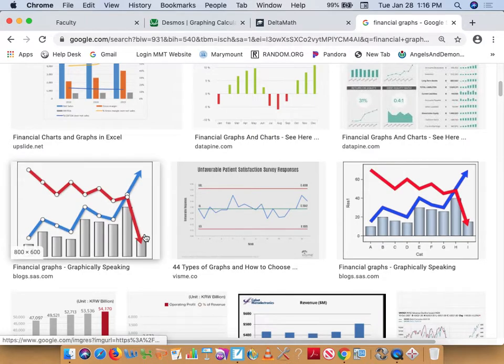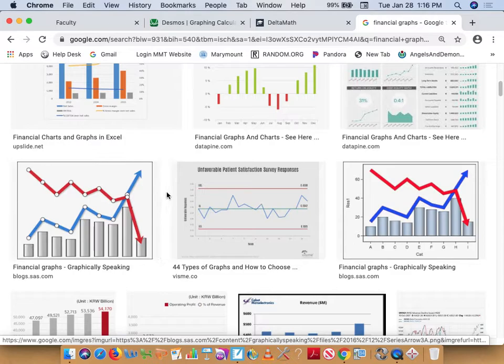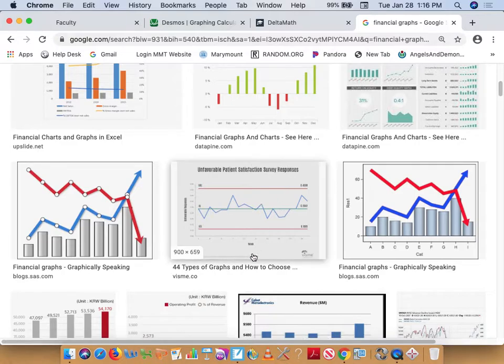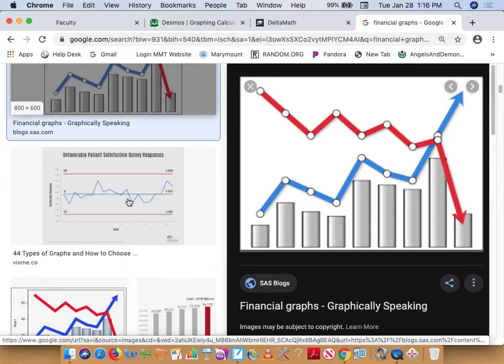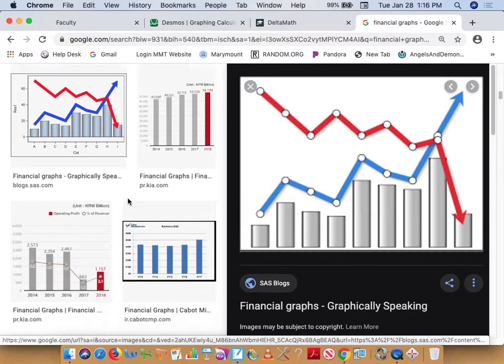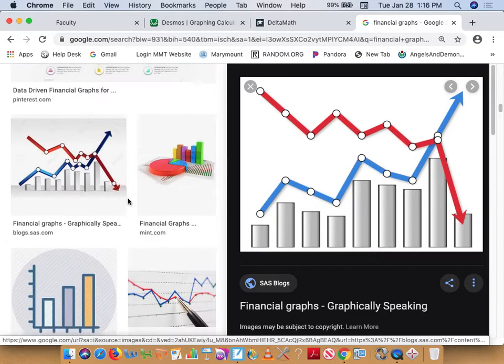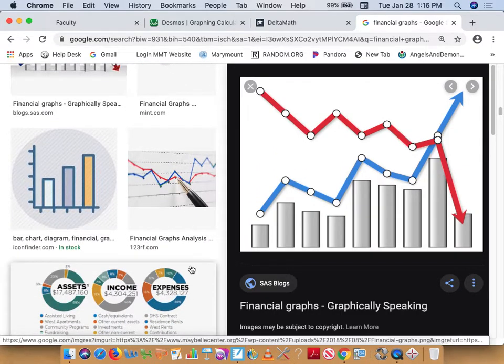Look at this, girls. I don't know what this graph is about, but can you see these are unfavorable patient satisfaction survey responses. So do you see where they intersect this line? I don't know what these people are talking about, but do you see? I bet they're going to point to that intersection, and they're going to talk about whatever happened with the blue and the green and the red. So intersections are super important.